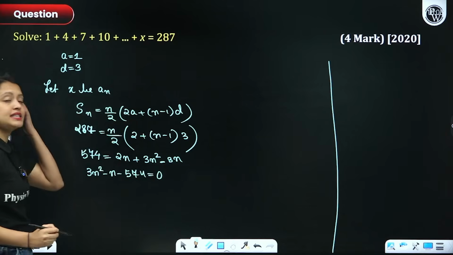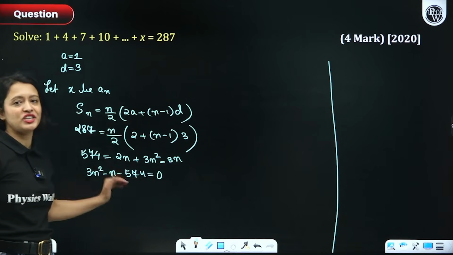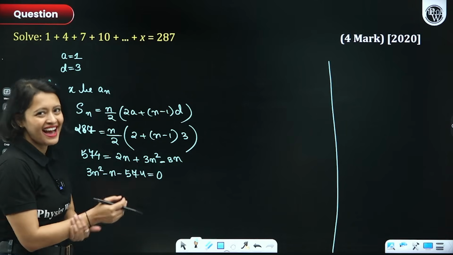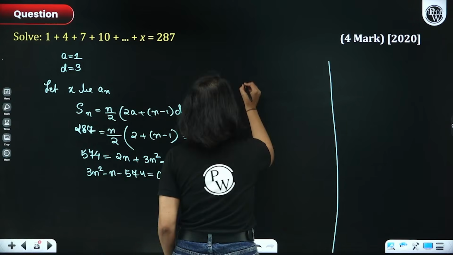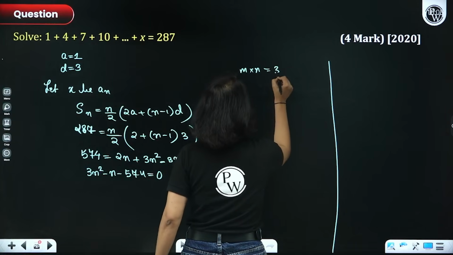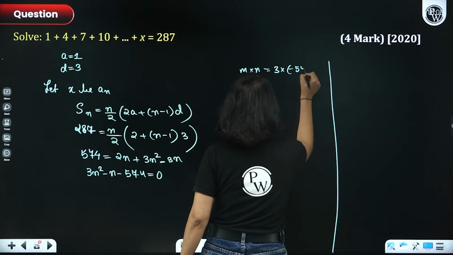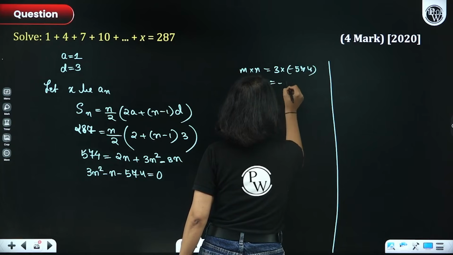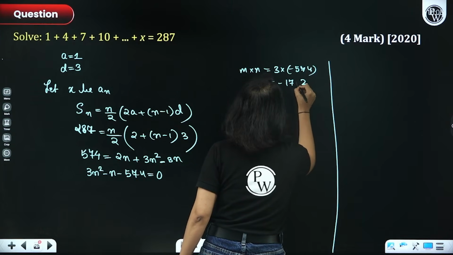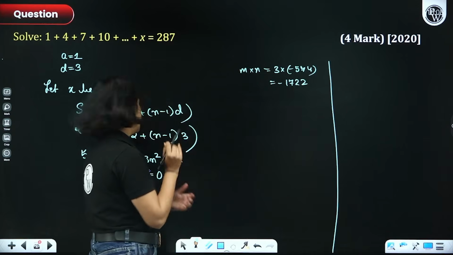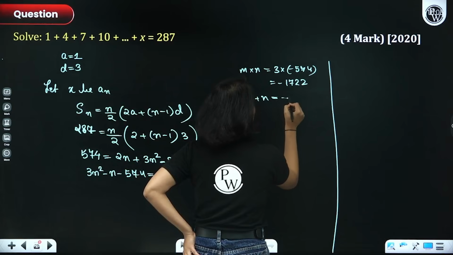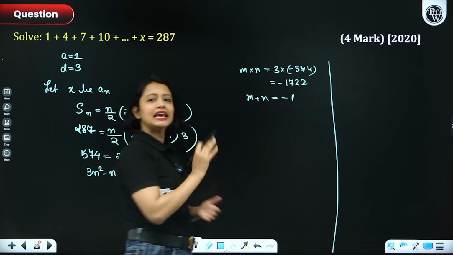So now you can see here that this is a quadratic equation in terms of n, which we have to solve, and we have learned how to solve quadratic equations. Have we not? Right? So first of all, you will figure out two numbers m and n such that m into n is equal to 3 into negative 574, that is negative of 1722. Okay? Now, m plus n should give you negative 1, as you can see here. So now you have to think about such numbers.